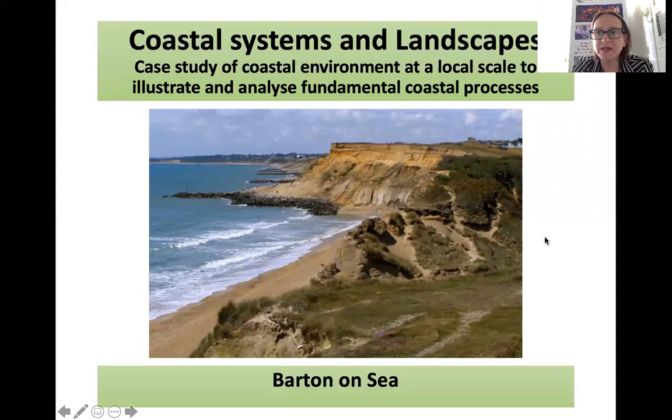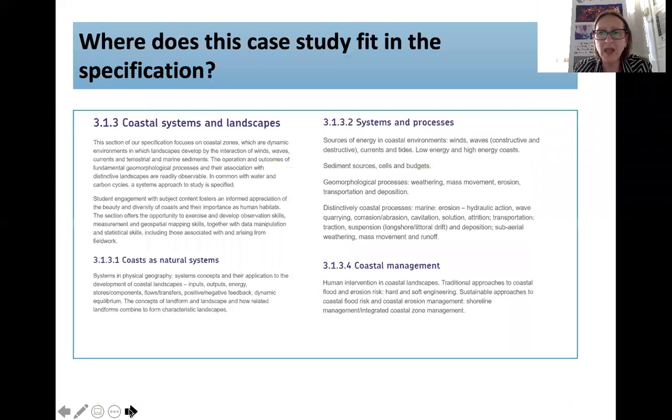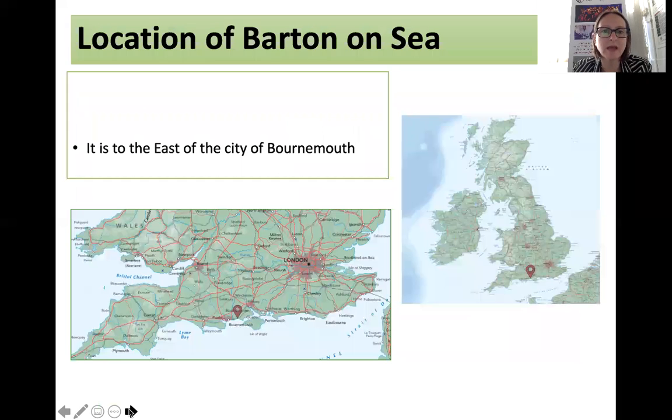Hello geographers, this is an A-level presentation which is going to look at one case study in coastal systems and landscapes. It's a case study of a coastal environment at local scale to illustrate and analyse fundamental coastal processes, and its location is obviously Barton on Sea. It fits in across the whole of the specification, and you would look here at systems and processes and the coastal management that is being used there to try and reduce the impacts of these processes on the landscape.